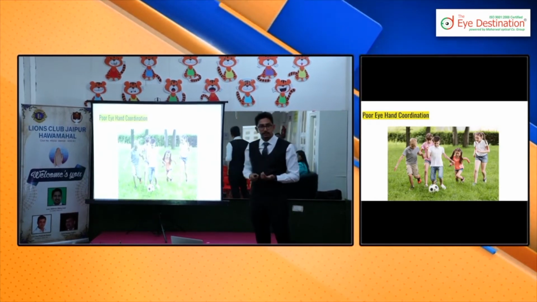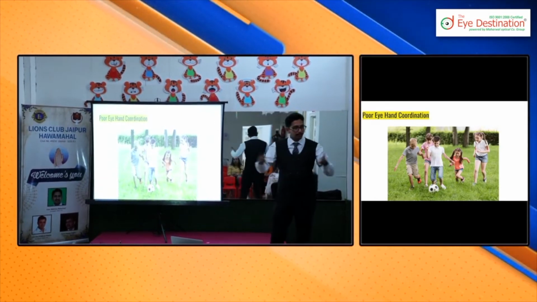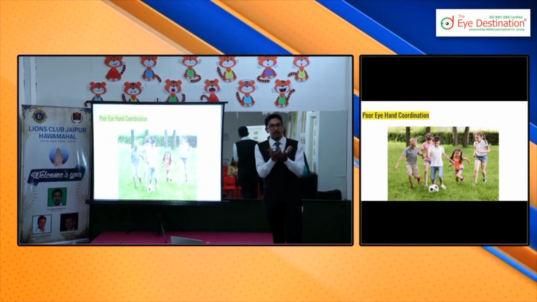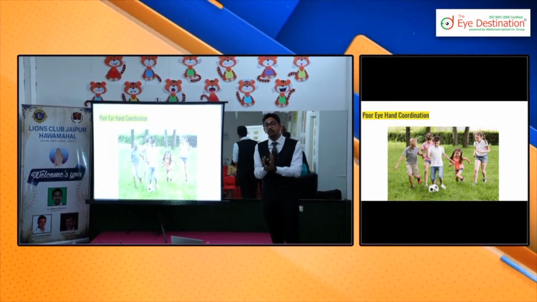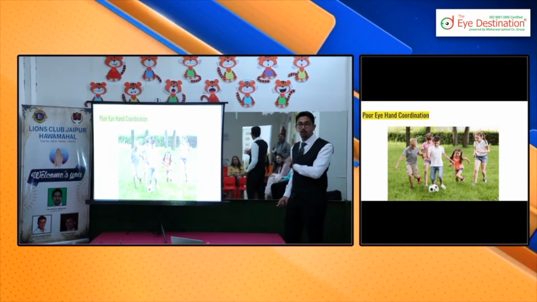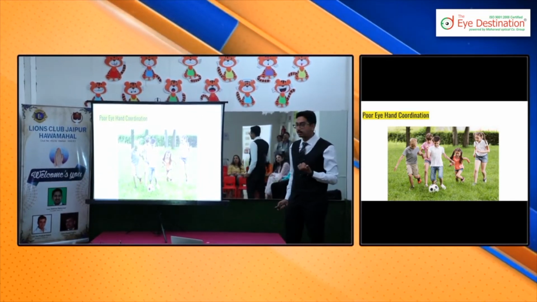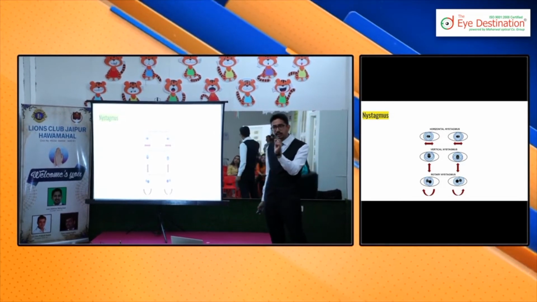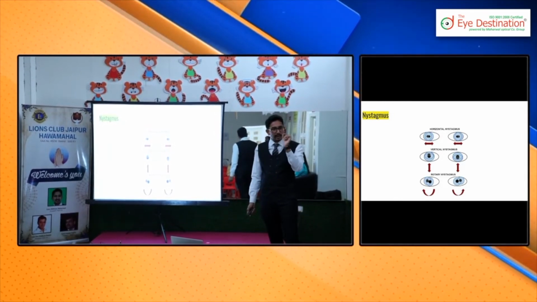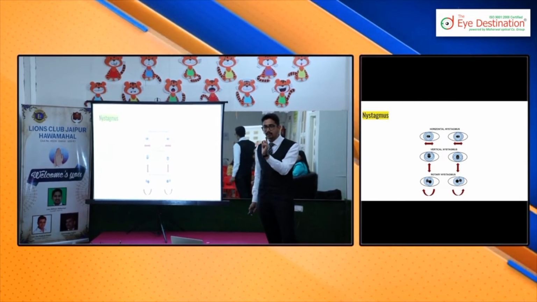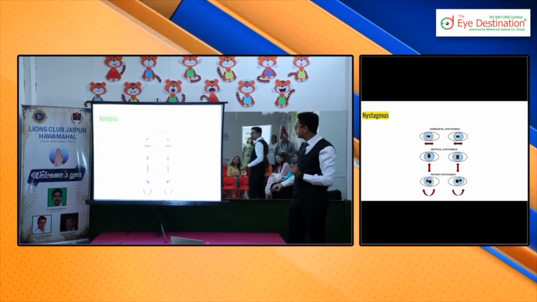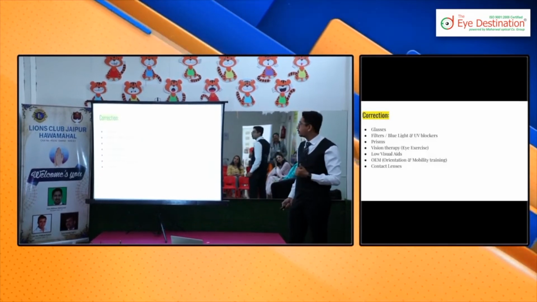Poor eye-hand coordination: you can notice this when they are playing. You ask them to catch something and they find it really difficult and hard. This is very common these days, and it is because of overuse of digital devices. There is dancing eye movement. Certain kids have a very fine vibration in the eyes, which is called nystagmus. This is also a common problem.